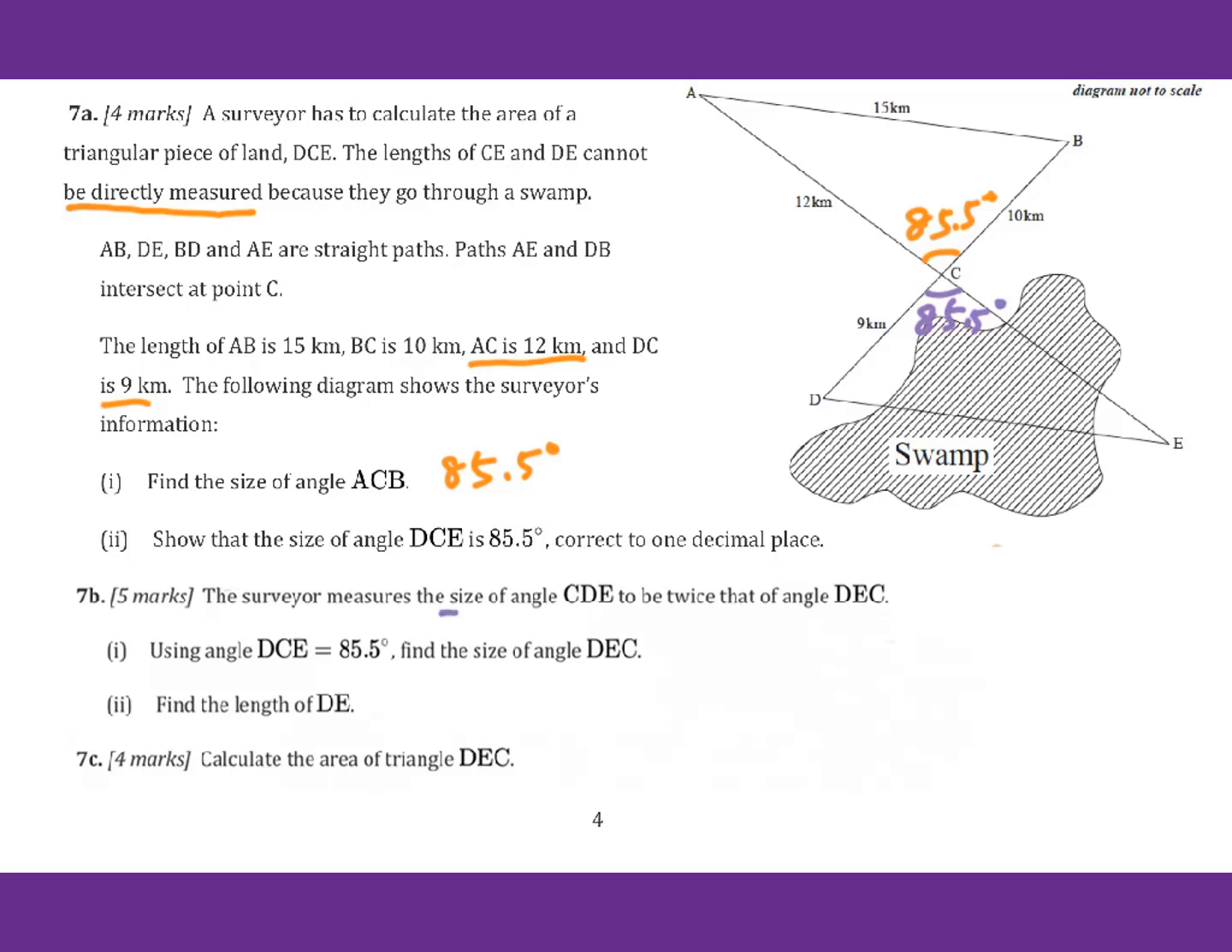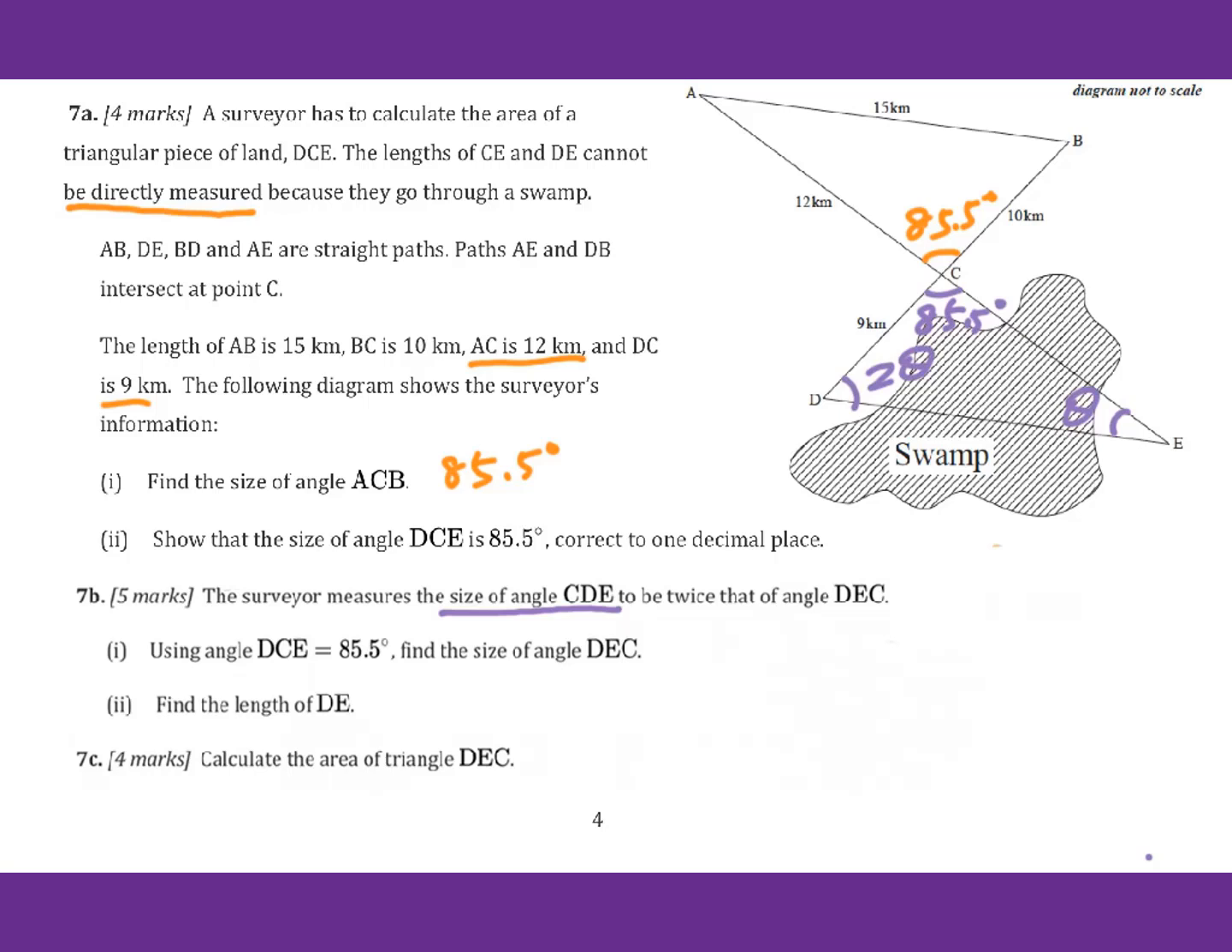They measure the size of angle CDE to be twice the angle DEC. Use angle DCE equals 85.5. Find the size of angle DEC. Let's label DEC as theta, so that CDE will be 2 theta. Or you can do 2x. It's really up to you.